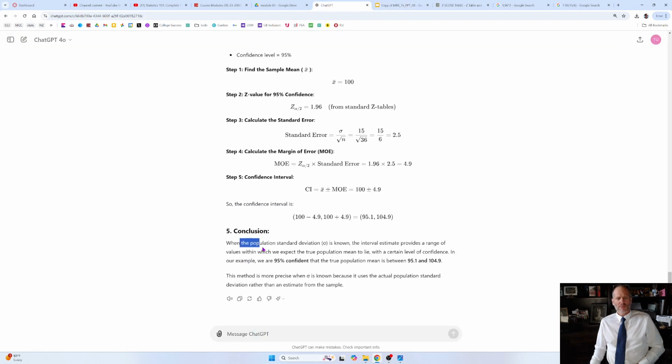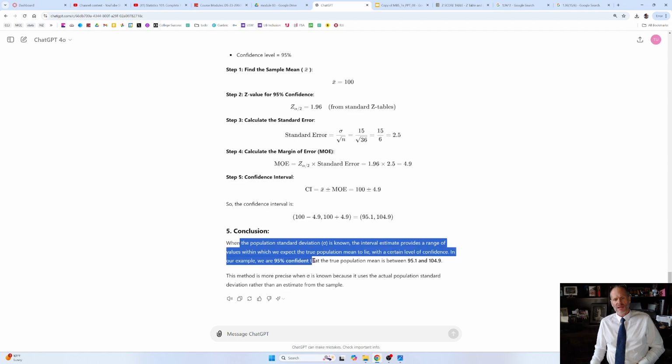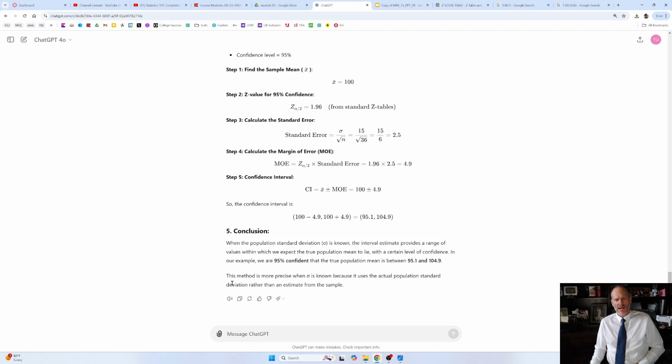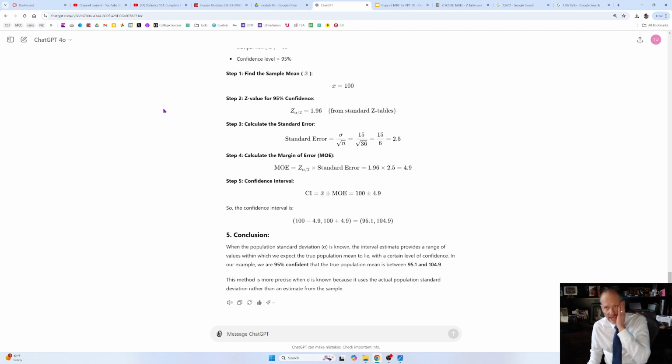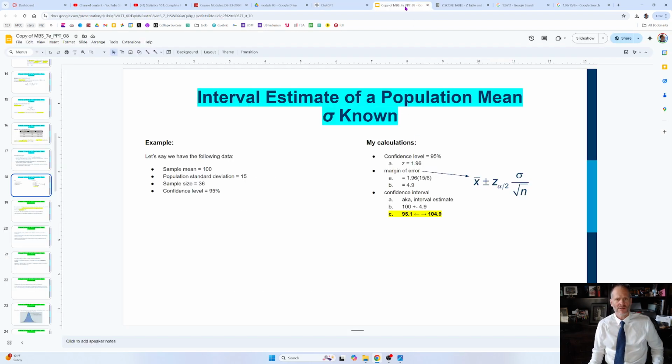Conclusion. When the population standard deviation is known, the interval estimate provides a range of values within which we expect the true population mean to lie with a certain level of confidence. In our example, we are 95% confident that the true population mean is between 95.1 and 104.9. This method is more precise when standard deviation is known because it uses the actual population standard deviation rather than an estimate from the sample. Thumbs up. All right, that is another example of getting an interval estimate of a population mean when the population standard deviation is known.